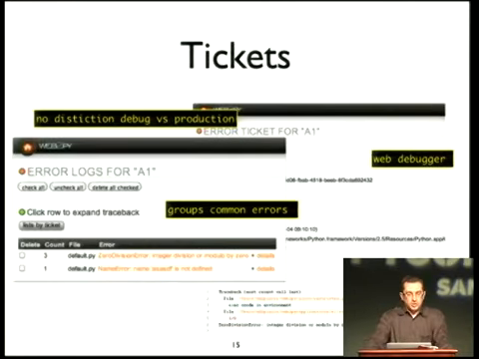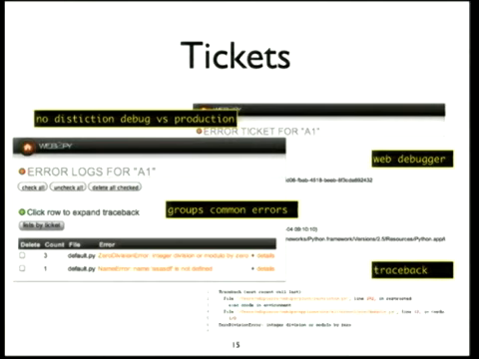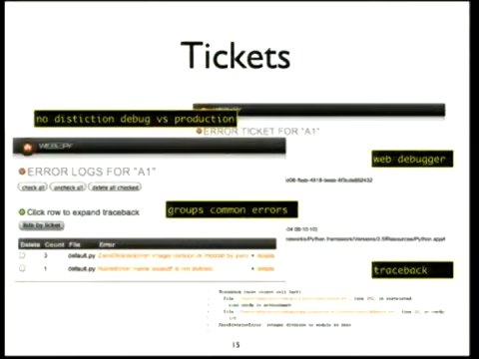We don't make a distinction between debugging and production mode. If there is any bug in your code, the user gets issued a ticket. If you are the administrator, you can click on the ticket and see what happened. Tickets are grouped by traceback, so you can see how many times a particular traceback appeared. You can see the IP addresses of the people. You can see the complete traceback and the state of the system. It's all recorded for you.